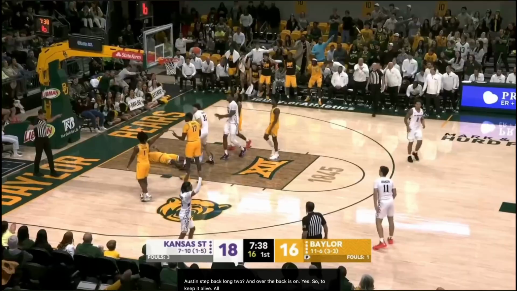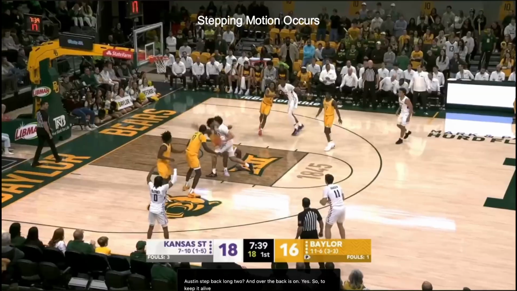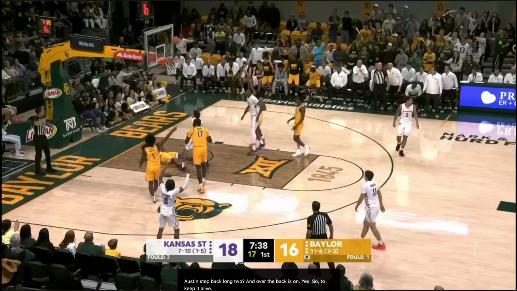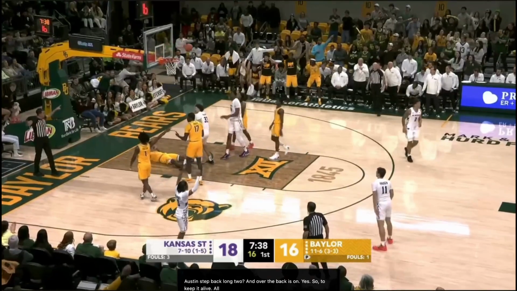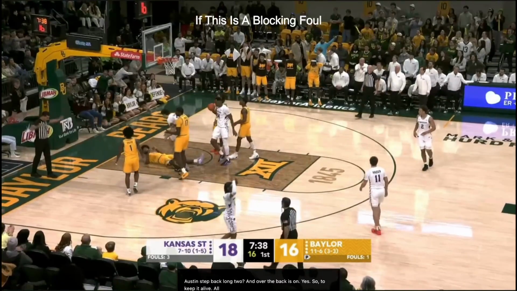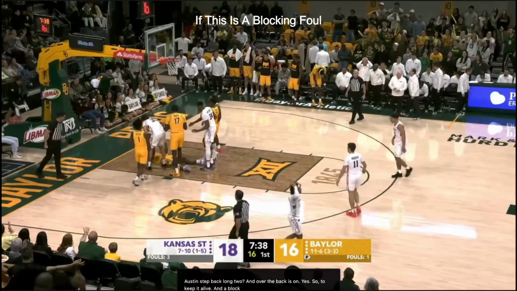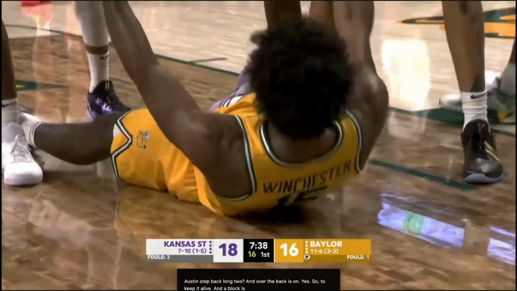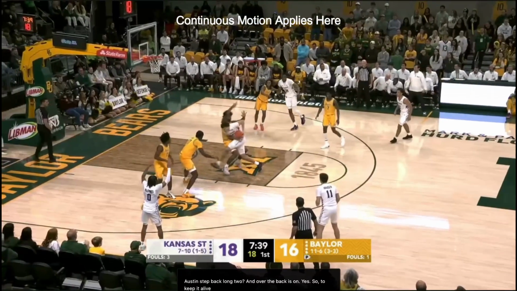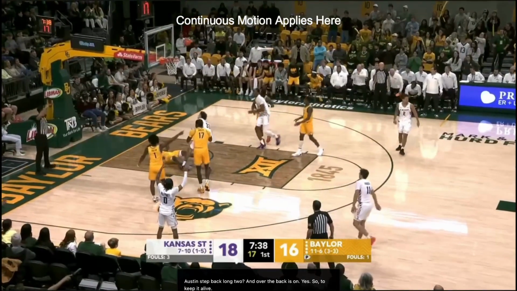So let's analyze this play. We have a dribble that has ended and a step-in motion occurs. So it's clear by rule that this is a try. So if this is indeed a blocking foul where a dribble has ended and a step-in motion has occurred, by the combination of our rules regarding tries, continuous motion clearly applies here. And we should be shooting free throws based on the fact that this is called a blocking foul.